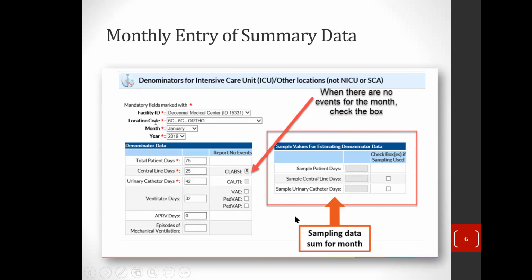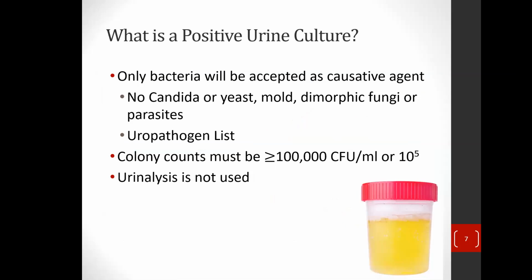Now, most of you are probably too small. You see the box next to it that talks about sampling data. I'm not going to go over that today because you really have to have a large facility in order to have enough urinary catheter days in order to use sampling. And I can tell you, so many of you have been so good about getting the catheter out. A lot of times catheter days are pretty low anyway.